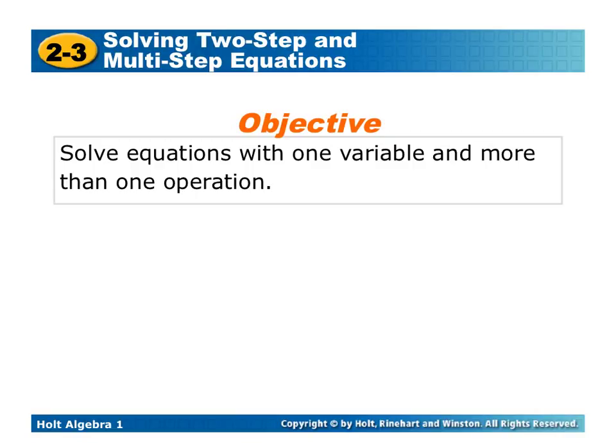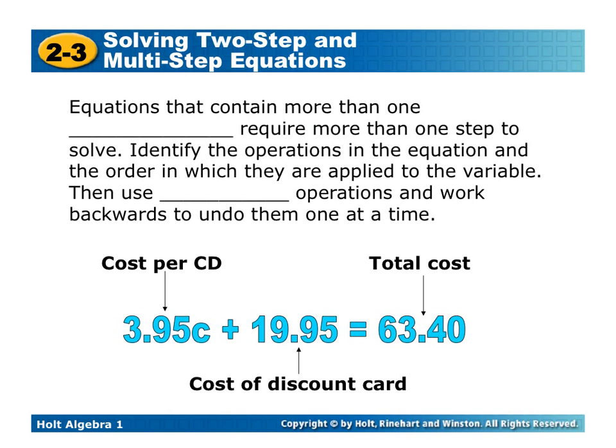Today we're looking at how to solve equations with one variable and more than one operation. Equations like this require more than one step to solve. In order to do this, we're going to identify the operations in the equation and the order in which they are applied to the variable, then use inverse operations and work backwards to undo them one at a time.